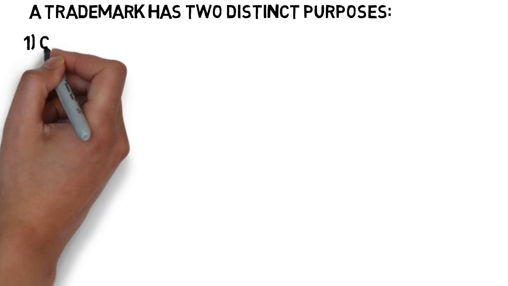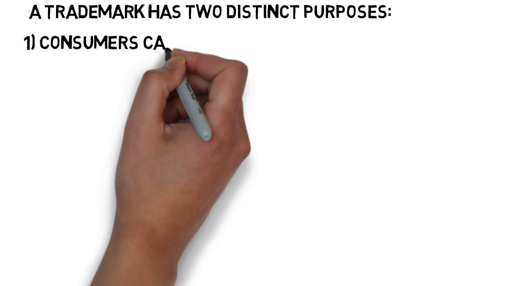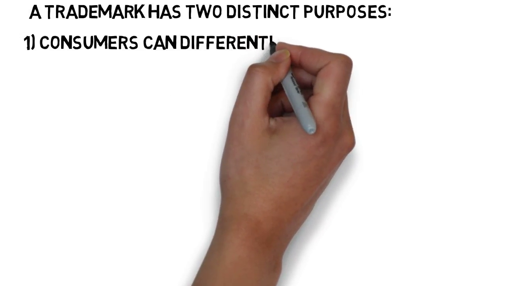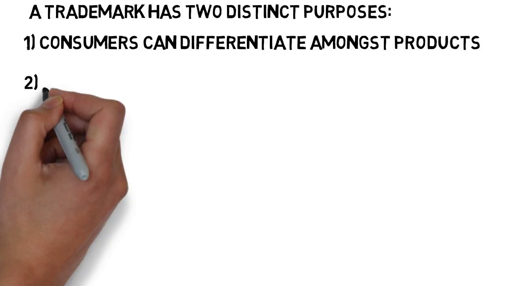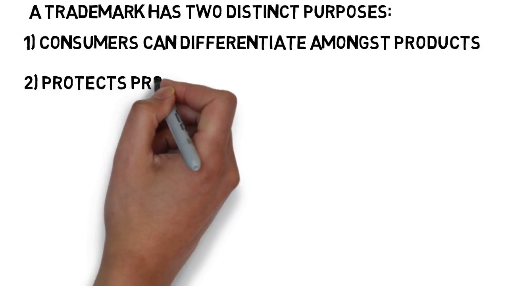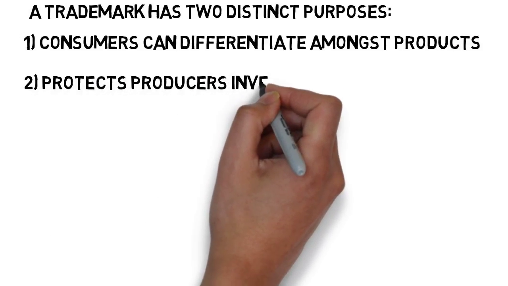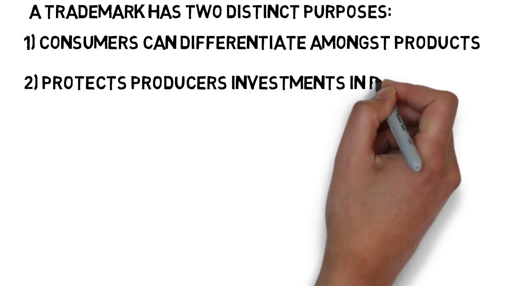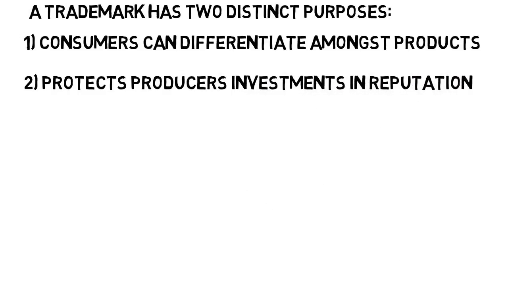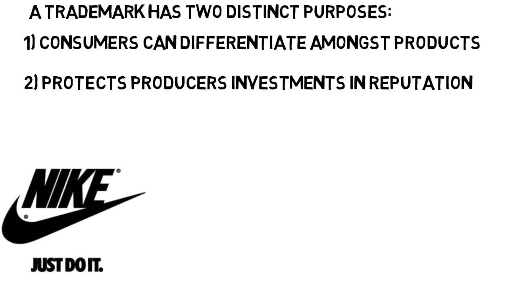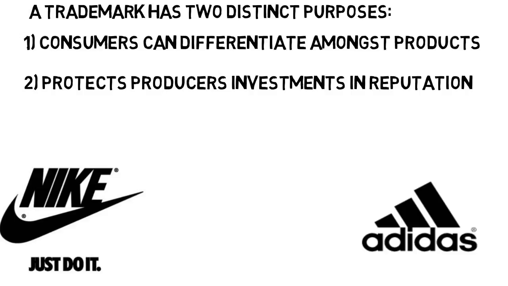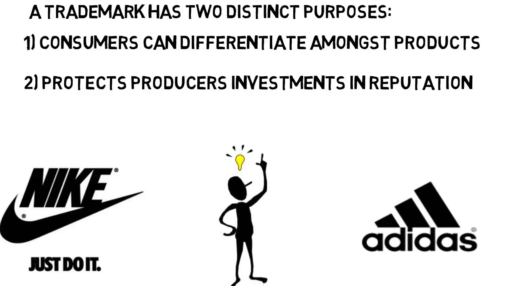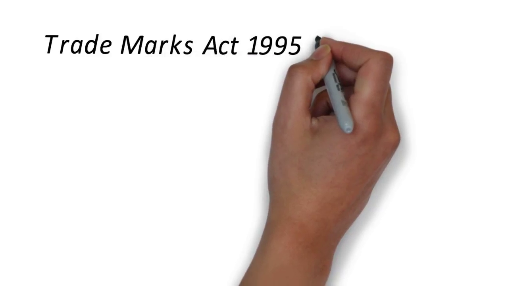Firstly, a trademark is used for consumers to differentiate amongst products. It assures the customer that the item with this mark is made by the same producer, enabling them to make informed judgments. Secondly, trademarks protect producers' investments and reputation. The law helps assure a producer that its company, and not an imitating competitor, will reap the financial rewards associated with their product. Section 120 of the Trademarks Act protects these rights of consumers and producers.